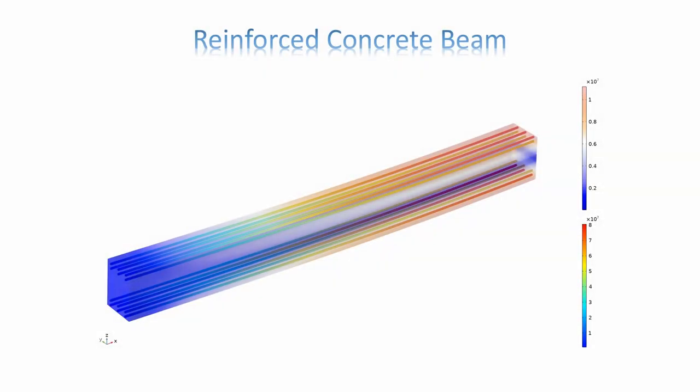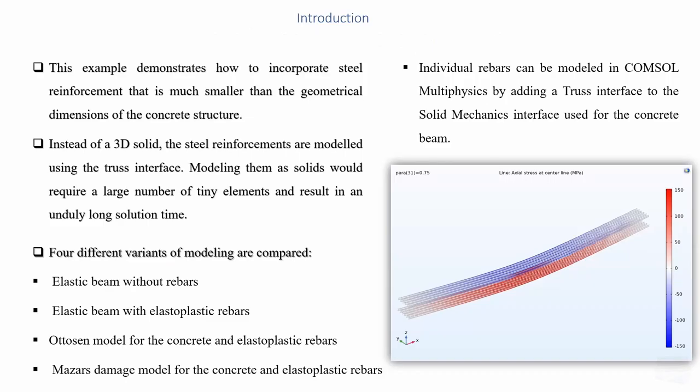Welcome again to another COMSOL examples tutorial. Here we have a reinforced concrete beam that we are going to analyze using COMSOL Multiphysics. We are going to demonstrate how to incorporate steel reinforcement that is much smaller than the geometrical dimensions of the concrete structure. Rather than using a 3D solid, we'll use the truss interface within the solid mechanics interface.